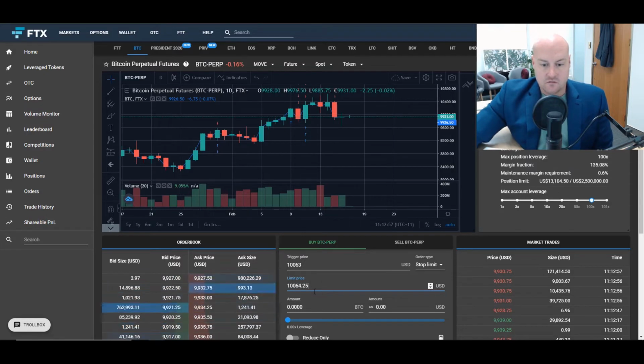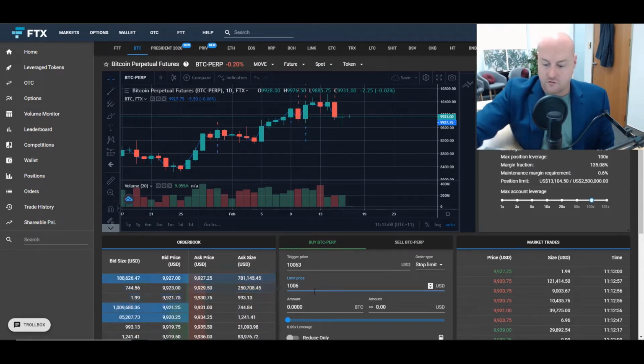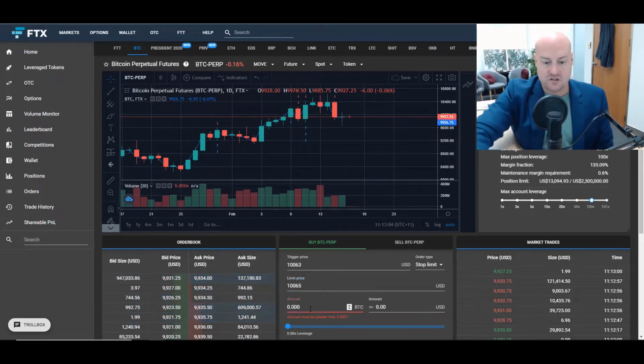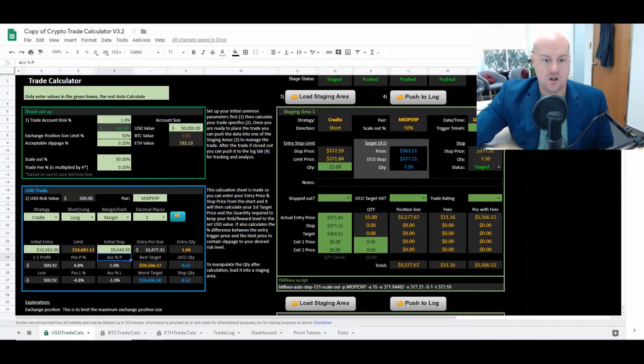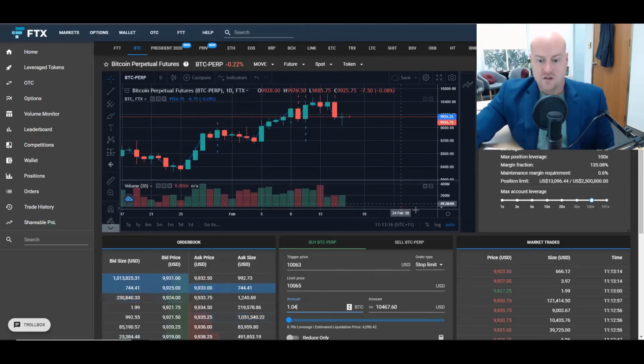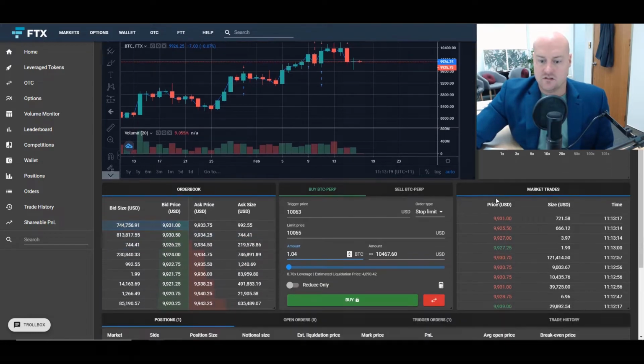Now, don't roll the scroll bar on your mouse. Then of course the amount. Well, we said 1.04. Now that matches 10,467, very close to what this says here, 10,477. So it's off by $10. It's very, very fine. So that is what I need to do there to raise.